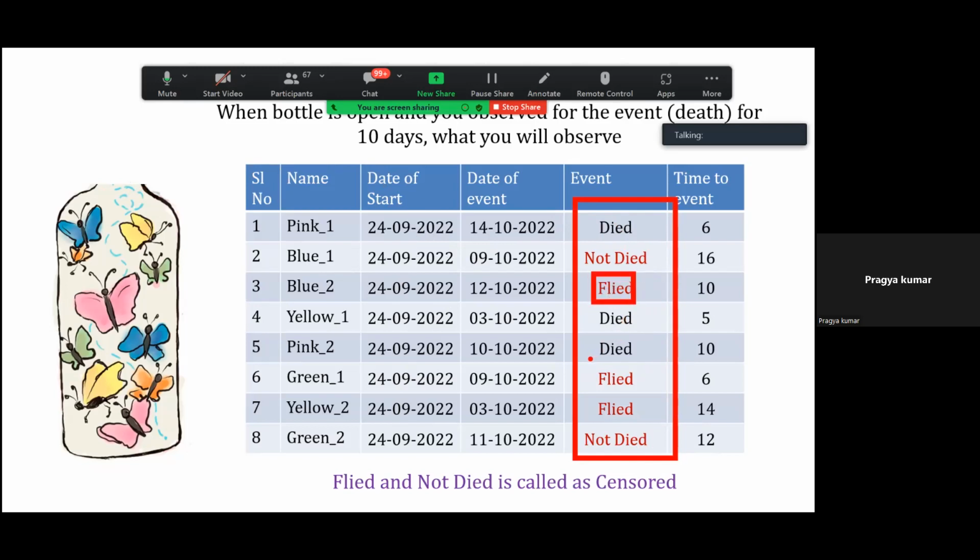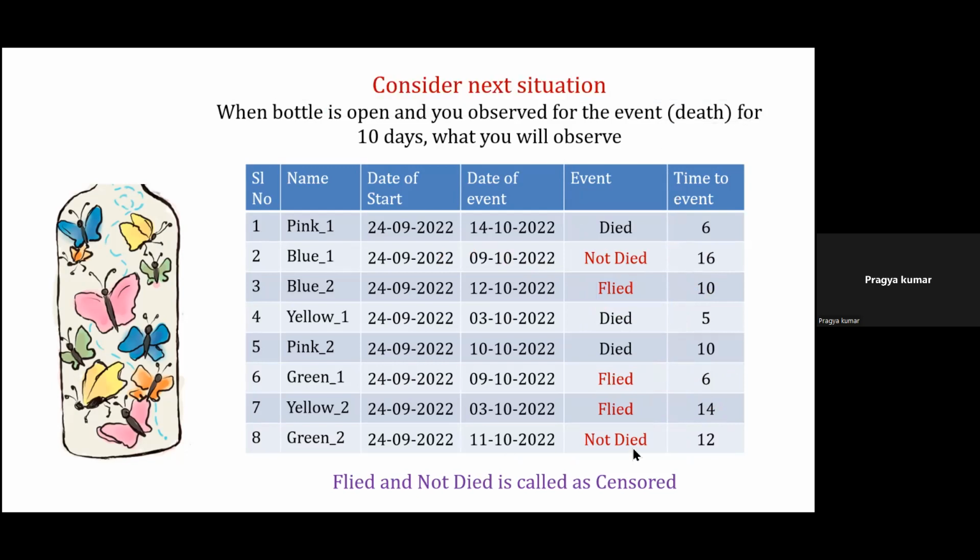So fly number 3, that is the blue, green, and yellow, these 3 flies have flown out of the bottle, and we don't know the outcome, but we have the follow-up period till 10 days. So this fly flew on the 10th day, this one on the 6th day, and this one on the 14th day. Just a hypothetical situation. And then there are two flies, number 2 and 8, who did not meet this outcome. So they did not die.